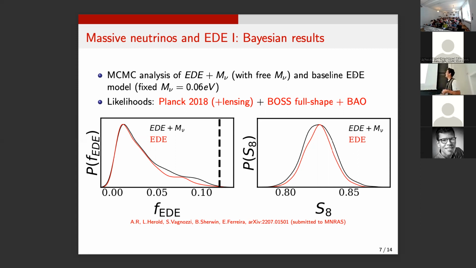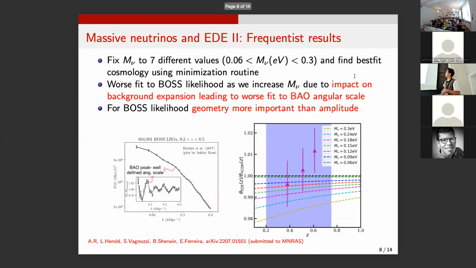So this is a little bit surprising, and we really wanted to understand our results. So we also performed a more frequentist analysis. And to do this, we fixed the neutrino mass to 7 different values, and we found the best fitting cosmology using a minimization routine. And what we found was quite interesting. So the best fitting model was this baseline EDE model with the minimum allowed neutrino mass. And as you raise the neutrino mass, both the Planck dataset and the BOSS galaxy clustering dataset disfavored a high neutrino mass. And we were a little bit surprised about the latter one, the BOSS galaxy clustering.